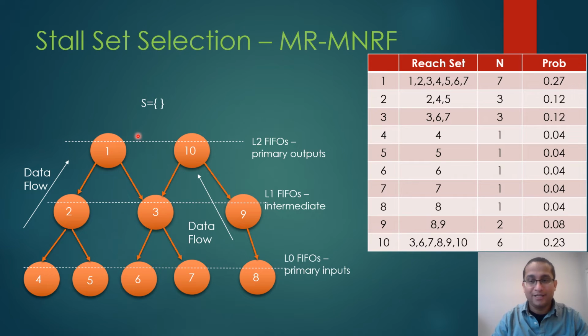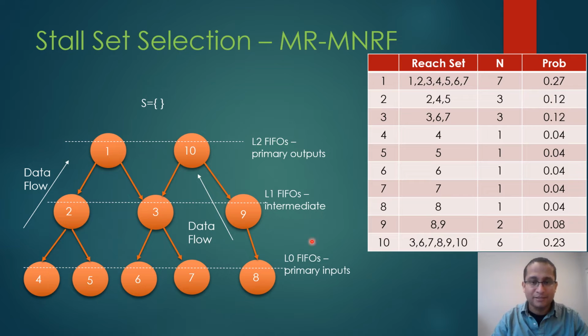Now that we know at a high level how the FIFO dependency graph is extracted, we're going to get back to answering the question of how we select the stall set, or the set of FIFOs to be stalled in a test, in order to minimize the number of tests needed to fill up all the FIFOs in the design.